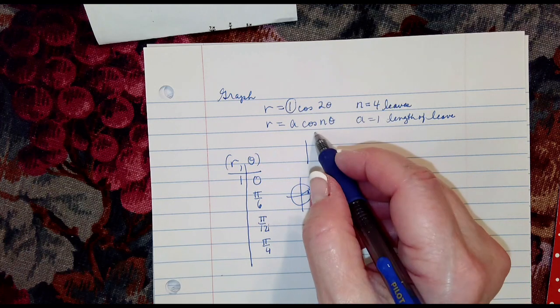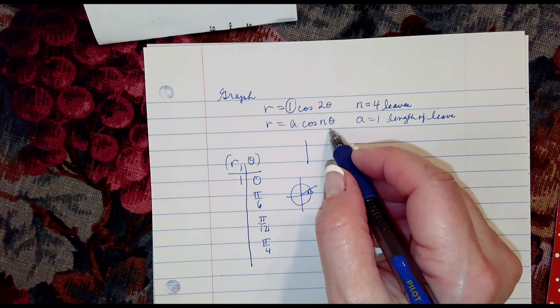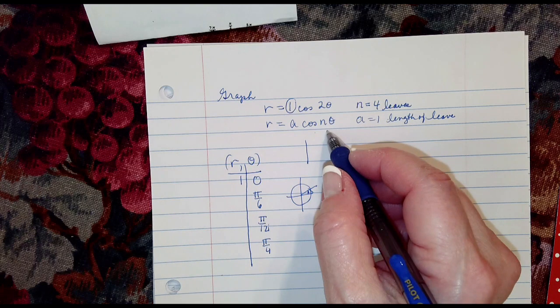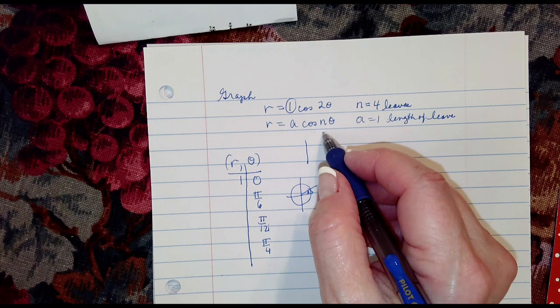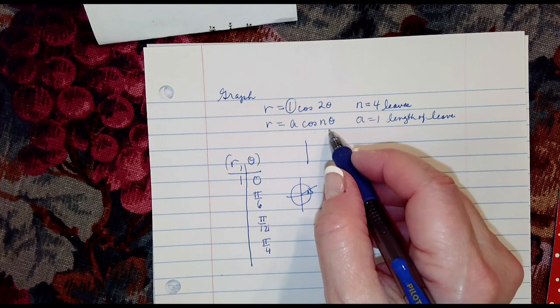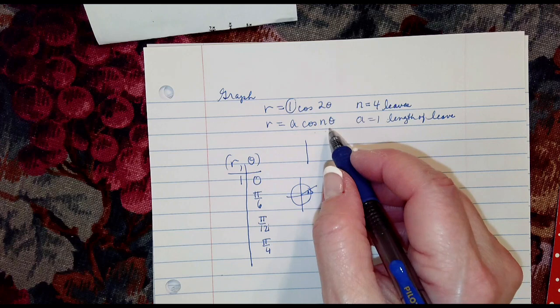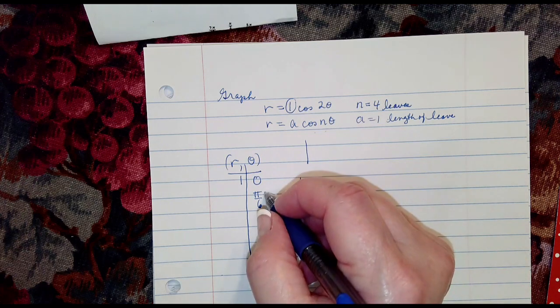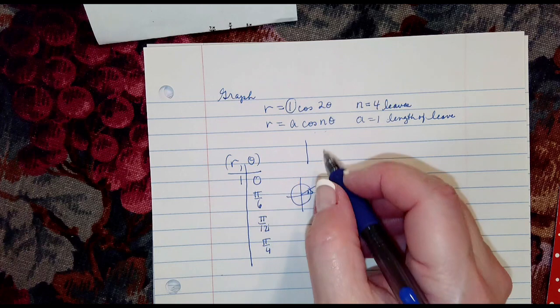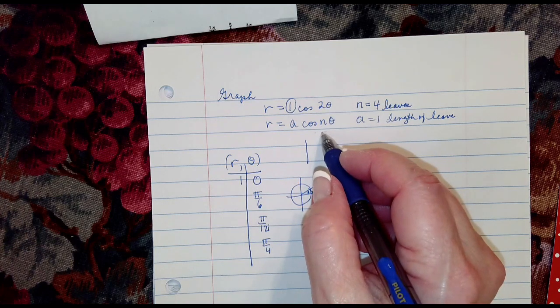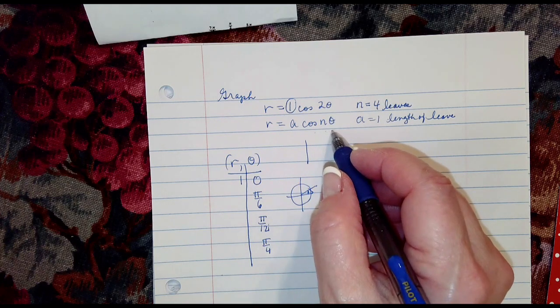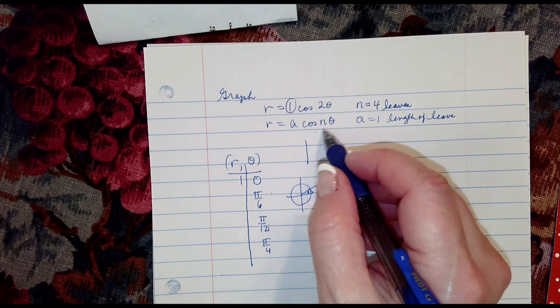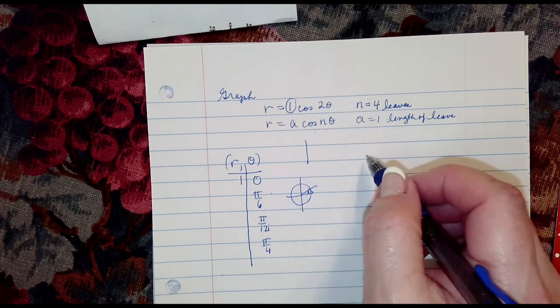You got cosine of n times theta. So we've got pi over 6 now we're considering. Any ideas? All right, so we're going to go ahead and look at pi over 6. We're going to plug it in. So n, we don't know what that is. So theta, we're going to put in pi over 6. Cosine of pi over 6 is the square root of 3 over 2.